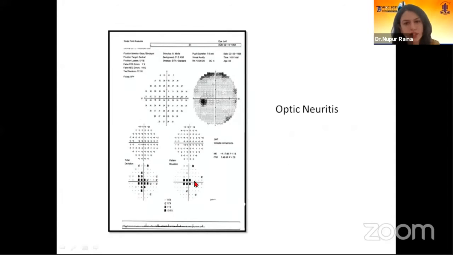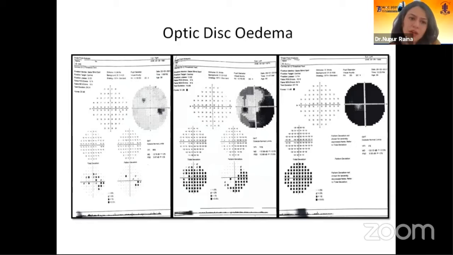Coming next to neurological fields, patients with optic neuritis typically present with central or centrocecal scotomas. In optic disc edema, depending on the stage at which visual fields are done, you can have an enlargement of the blind spot, you can have a large nasal defect, you can have generalized constriction of the field or severely depressed fields, as we see here.